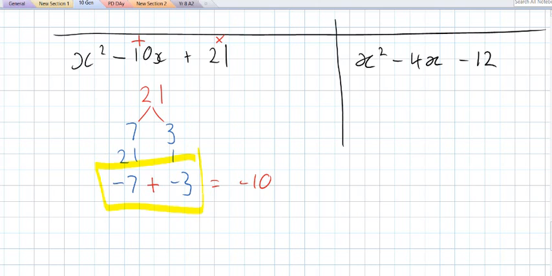So what do we do now? We found our perfect pair. We start by adding the negative 7.